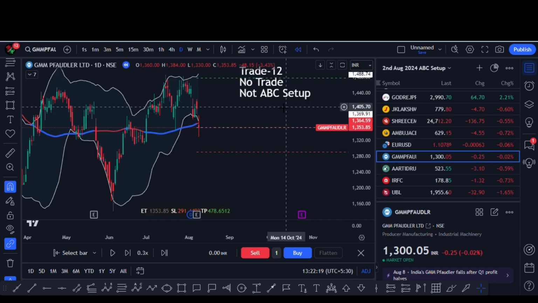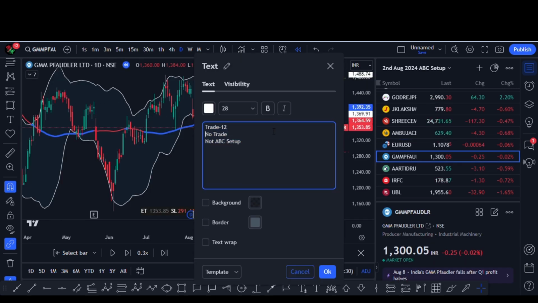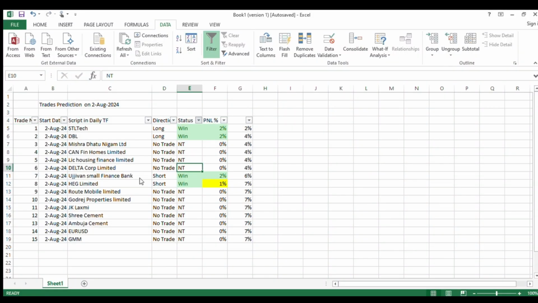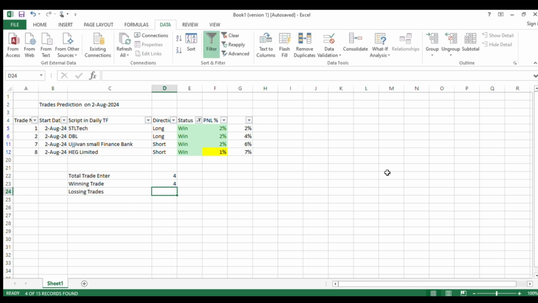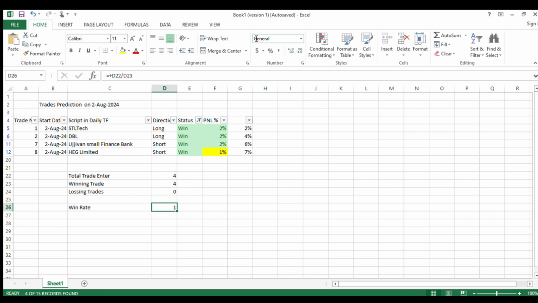Let's summarize today's backtesting session. Out of the 15 trades, we entered 4 trades and won all of them, giving us a total win rate of 100%. This is an impressive result, and it really highlights the effectiveness of our ABC strategy when applied correctly. Of course, real-world trading will vary, but it's great to see such strong performance in our tests.